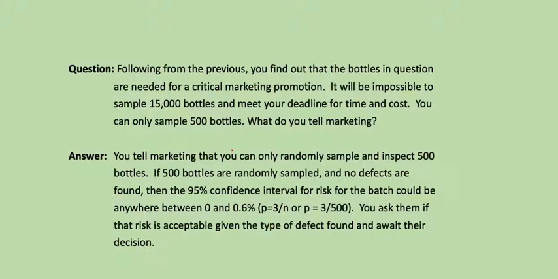Well, you tell them that you can only randomly sample and inspect 500 bottles. And if you do this and you find nothing in that sample, then the 95% confidence interval for risk for the batch could be anywhere between 0 and 0.6%. So again, we take the 500 bottles, we put it in the 3 over n part, the n part right here, 3 over 500, and then you ask them if the risk is acceptable given the type of defect found and await their decision.